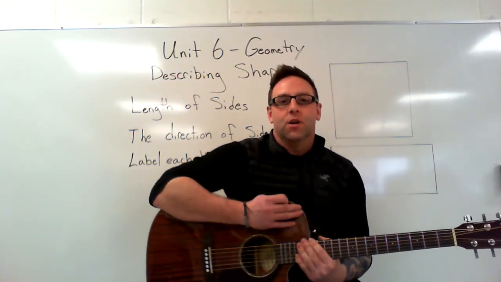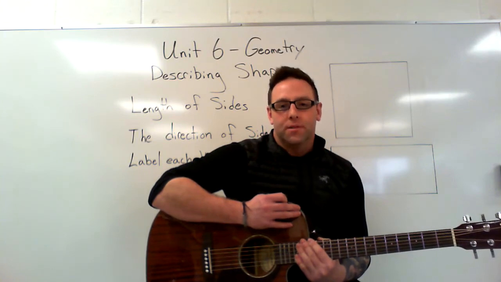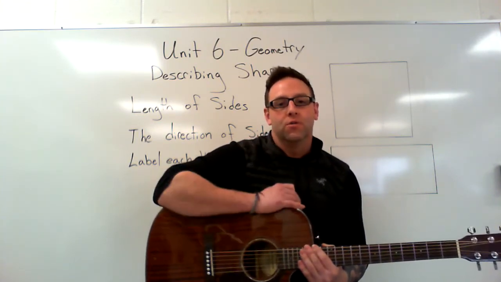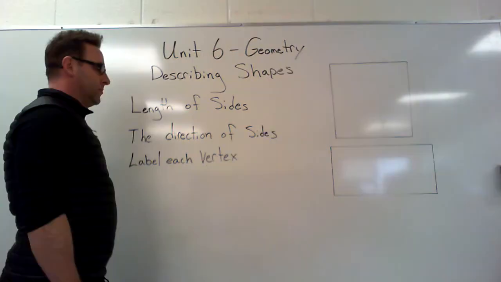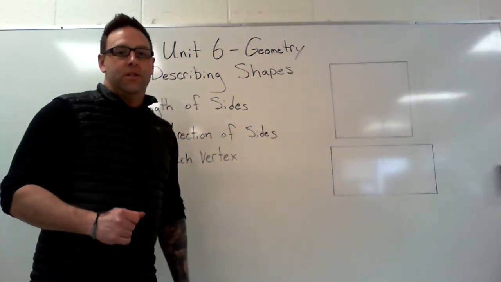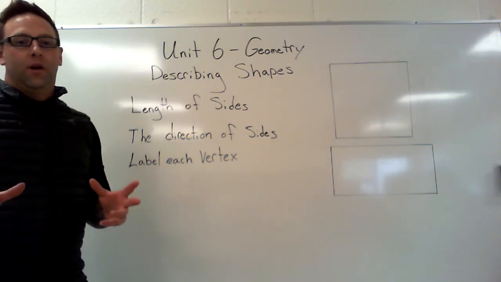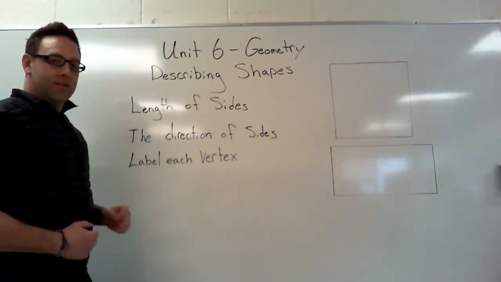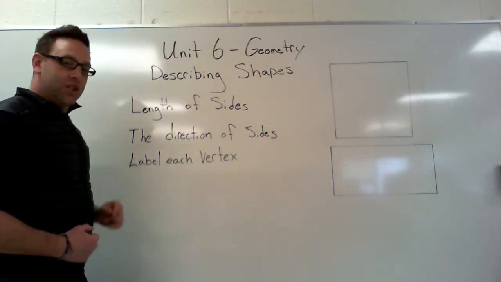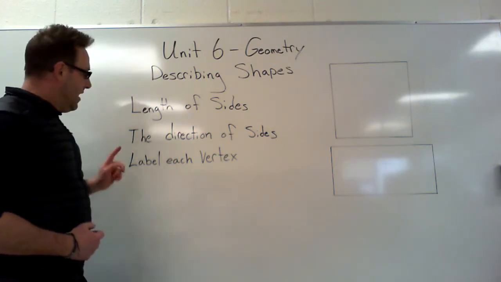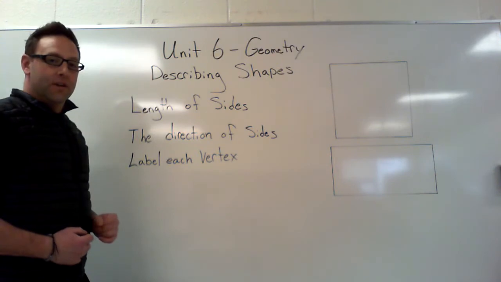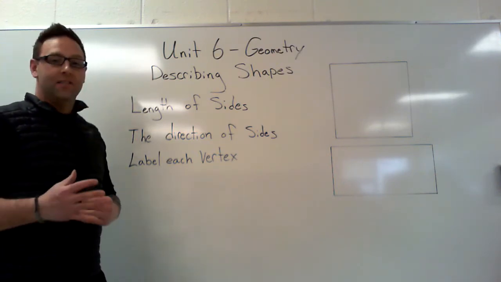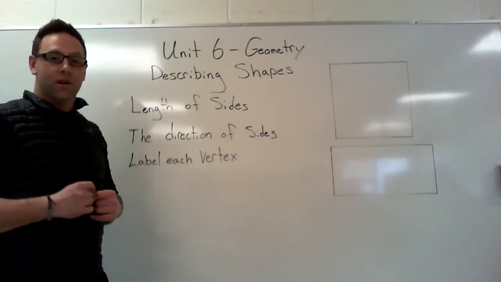Today on this video, we are going to be describing shapes. I'm going to talk to you about 3 different attributes that we're going to use to describe shapes. The 3 attributes are the length of the sides, the direction of the sides, and we're going to label each vertex and talk about how to name it that way. A vertex is just a fancy way of saying corner, where 2 sides meet.